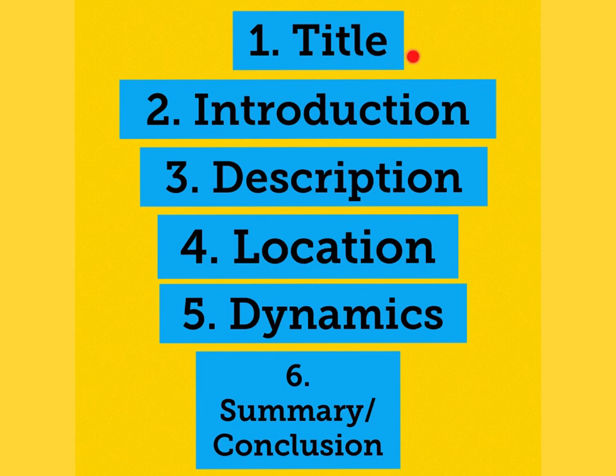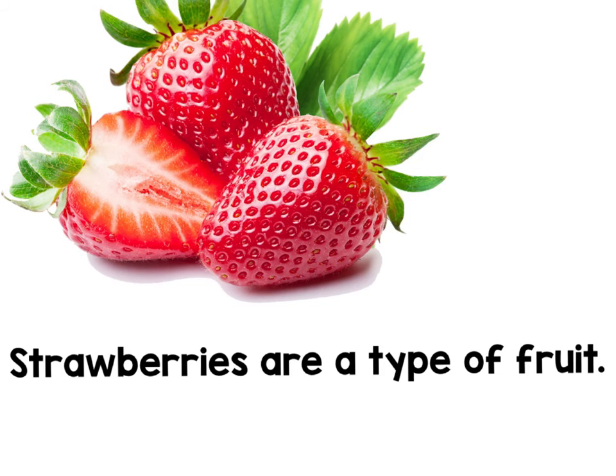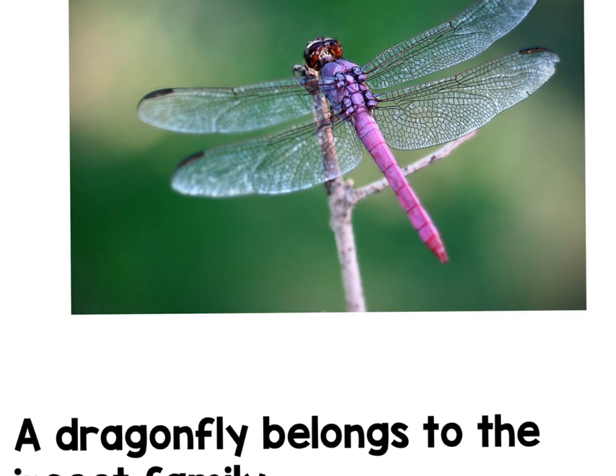The title is the name of the thing that we want to describe. The introduction is often called the classification. It's a general statement that tells us what category of family it belongs to. For example, if my report was about strawberries, it might say, strawberries are a type of fruit. If my report was about dragonflies, it might say, a dragonfly belongs to the insect family.